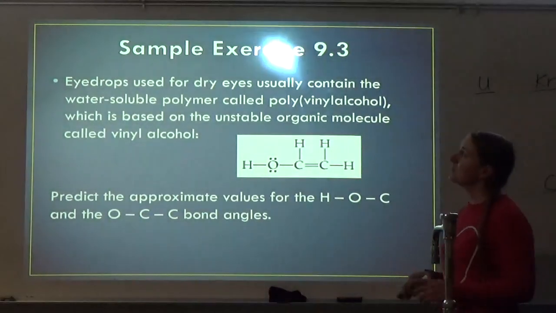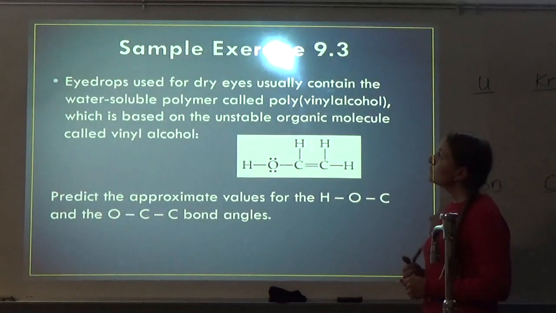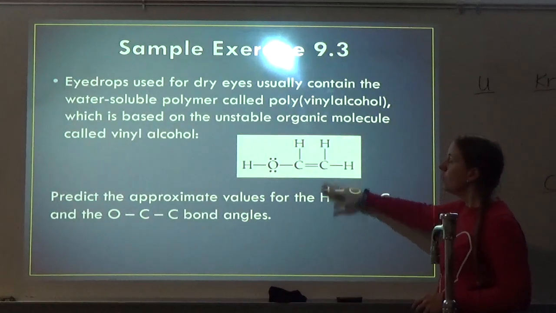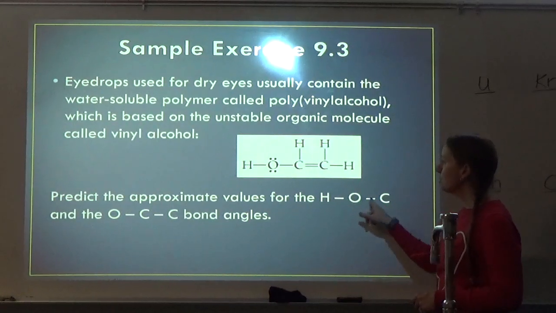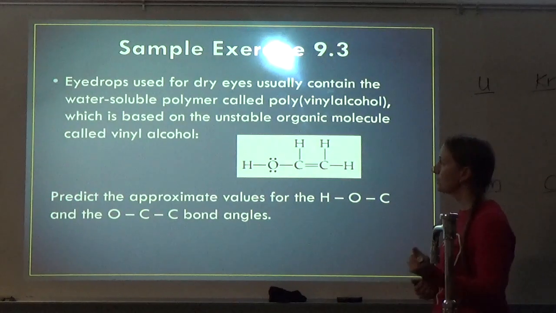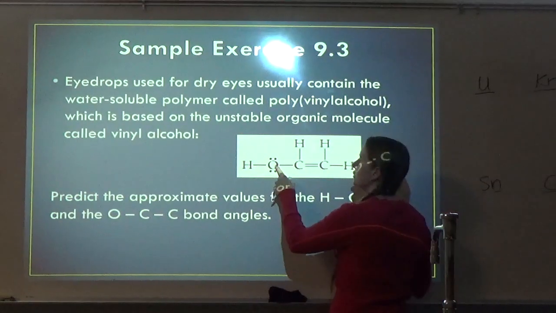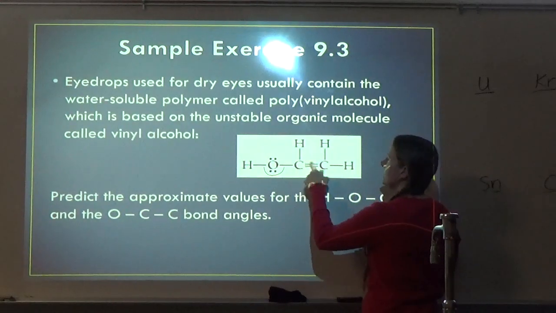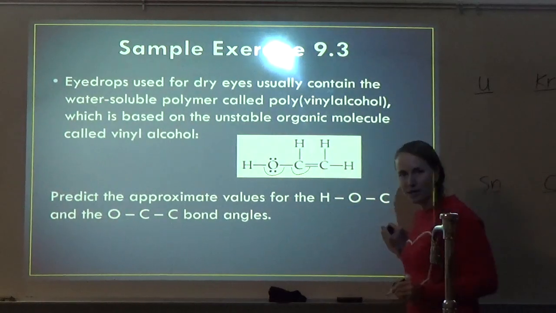Alright, so let's look at this sample exercise together. It says, eye drops used for dry eyes usually contain the water-soluble polymer called polyvinyl alcohol, which is based on the unstable organic molecule called vinyl alcohol. So this is vinyl alcohol right here. Predict the approximate values for the HOC and the OCC bond angles. In other words, we're looking at this bond angle, HOC, and then OCC, this bond angle.